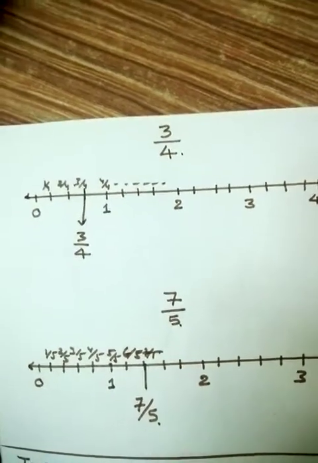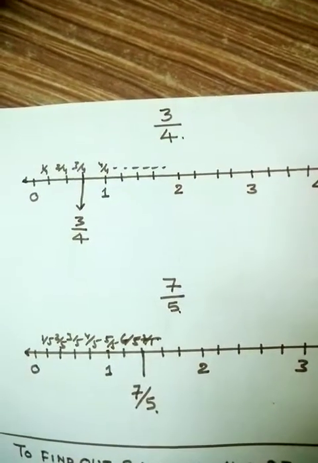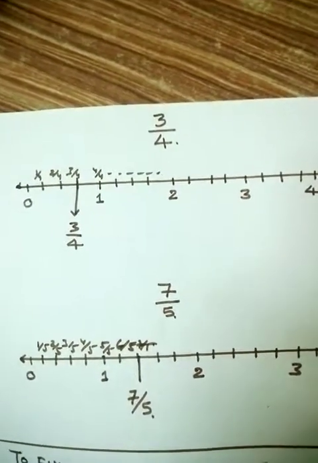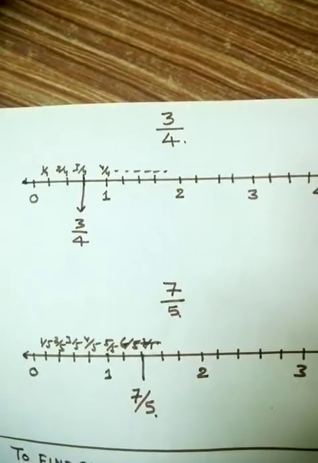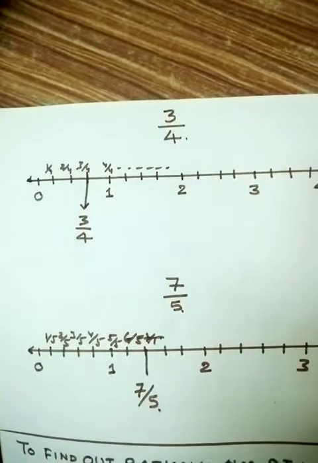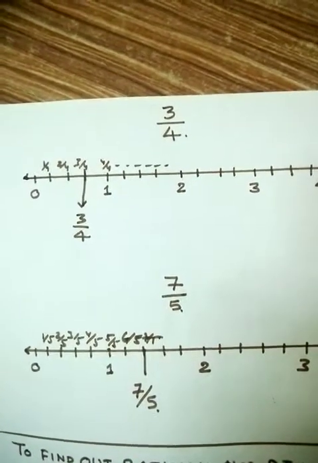Now as it is a proper fraction, it will always be less than 1, so it will lie between 0 and 1. Now see the denominator is 4, so divide each part of the number line, from 0 to 1 and 1 to 2, into 4 equal divisions.